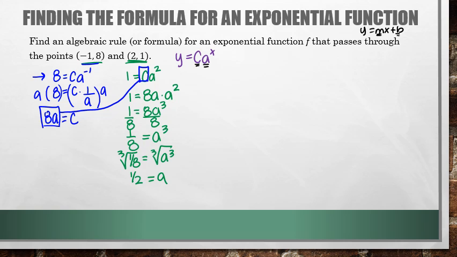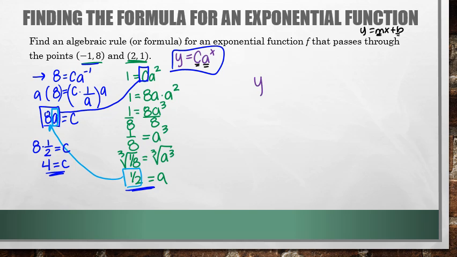Once you have what a is, then we can back substitute that into our formula for c. We know that c equals 8 times a. Now I know what a is, so I can get that 4 equals c. So I have my c value and my a value, which is all I need to be able to come up with this equation, which is y equals c times a to the x power.